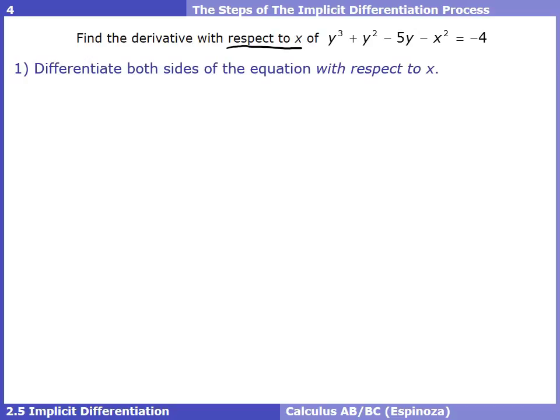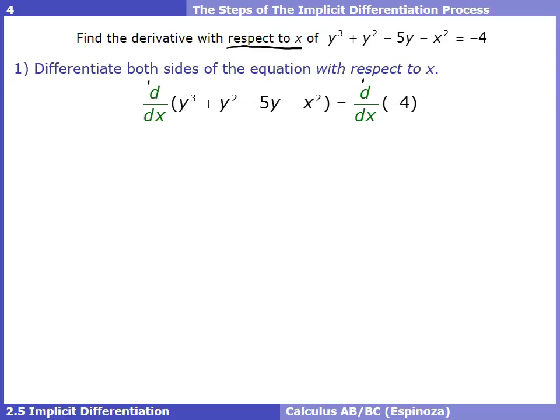We need to take the derivative of both sides of the equation with respect to x. And again, that's where our notation is very important. On the left, I'm showing that I'm taking the derivative with respect to x. On the right, I'm showing that I'm taking the derivative with respect to x. So since all of these terms are being added or subtracted on the left, we can take each one individually. So let's get into it.